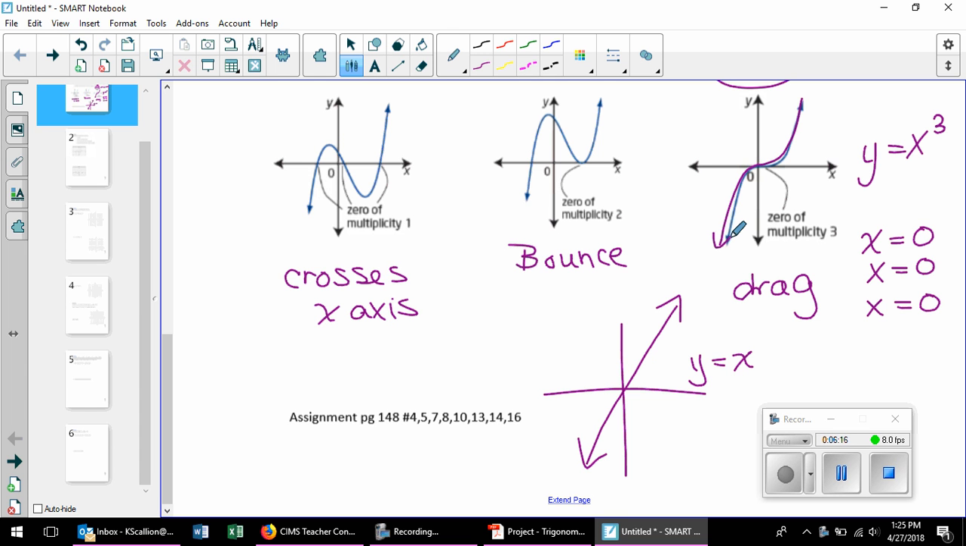Because it crosses once, that's 1 x-intercept. And because there's a bounce here, that means that x-intercept occurs twice. And it's up in 1, down in 3. Does that make sense to everybody?